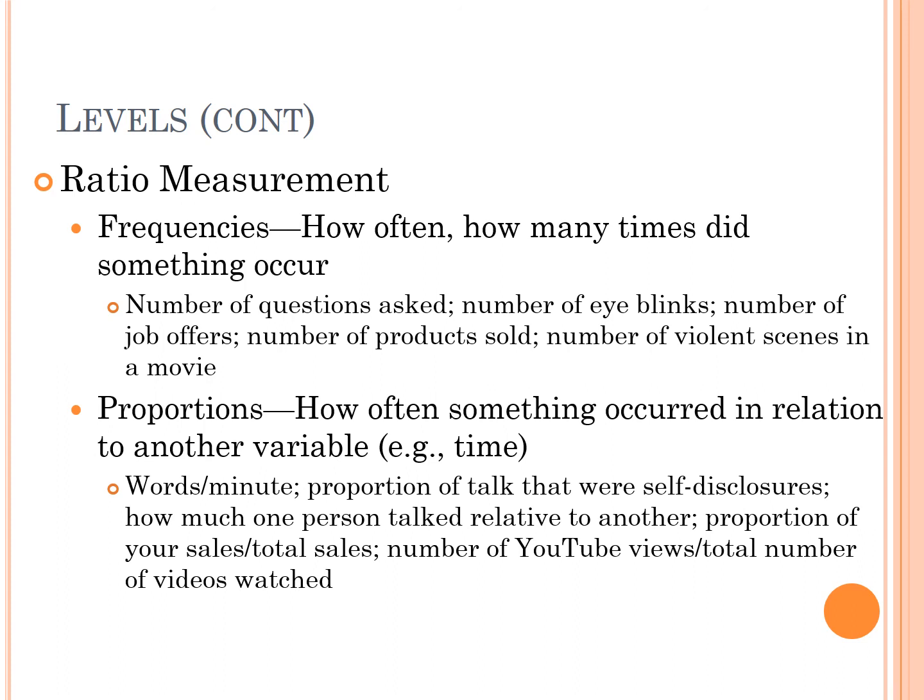If you look at what videos people are watching, how many videos did they watch that were from YouTube versus the overall number of videos that they watched in total. Those would be examples of proportions, and those are examples of ratio measurement.